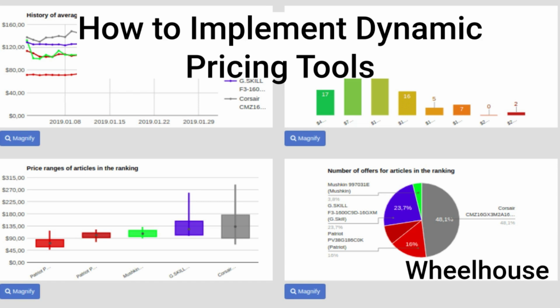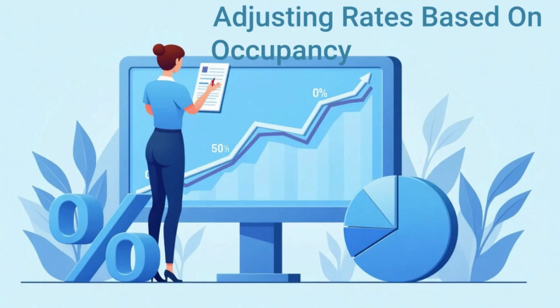Now, if you're new to dynamic pricing, start by setting up a free trial with one of these tools. Most offer free trials, so you can see how it impacts your bookings before committing. One of the best things about dynamic pricing tools is how they adjust your rates based on occupancy and local events. But you can also take manual control if needed.